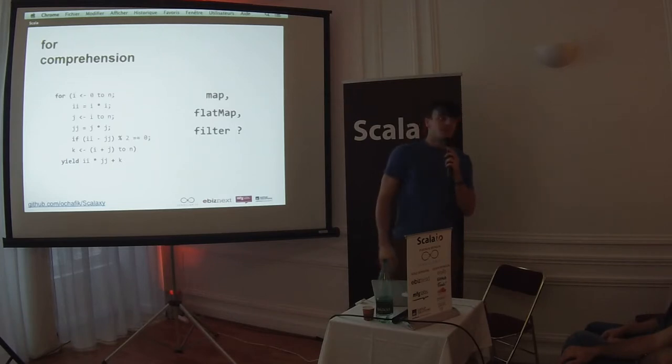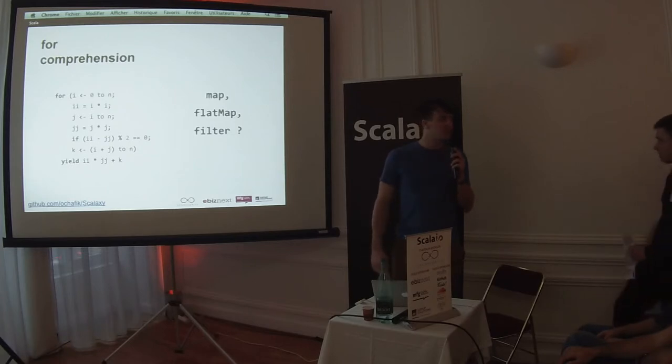There are more evolved, advanced examples. For comprehensions can be nested. You can iterate on multiple collections inside. You can declare variables, and you can do tests. And you can return values. You can yield values from a for comprehension.